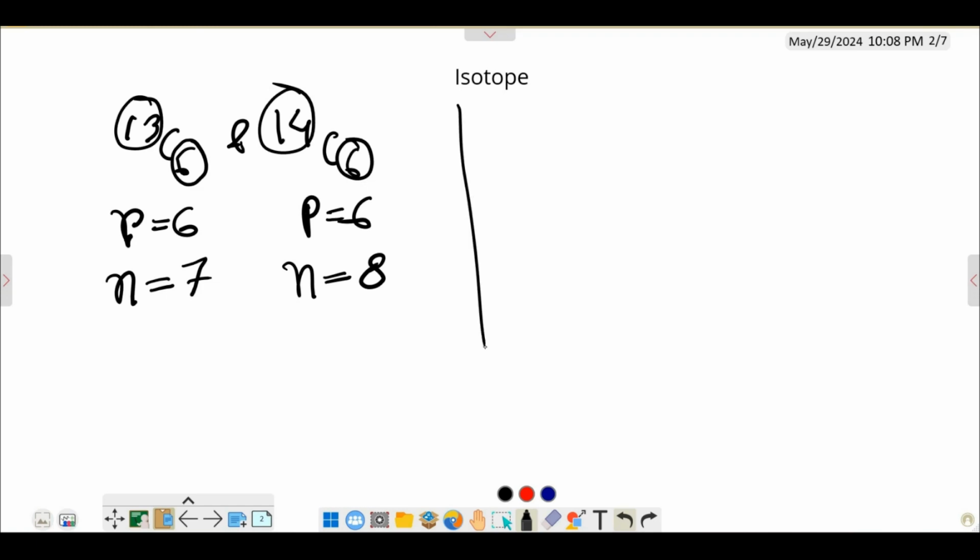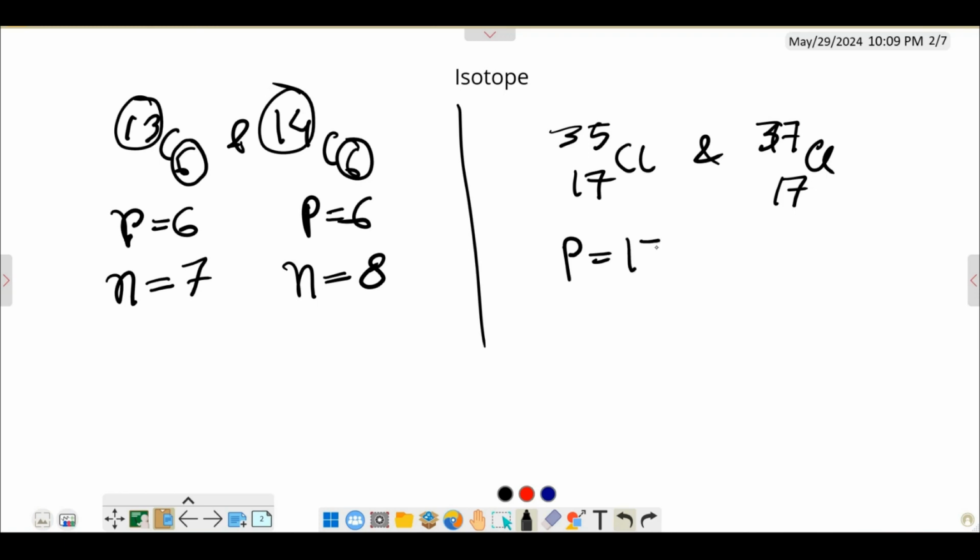We are taking another example. For example, we are taking 35Cl17 and 37Cl17. Now, these two atoms are of the same element, that is chlorine. If you calculate the number of protons, then in 35Cl17 the number of protons will be equal to 17, and in 37Cl17 the number of protons will also be 17. So, number of protons will be equal in nature.